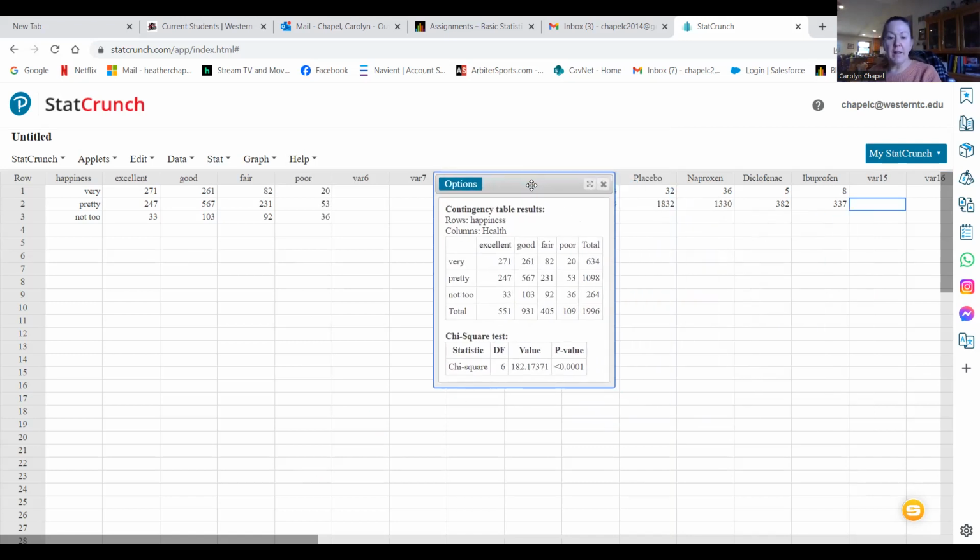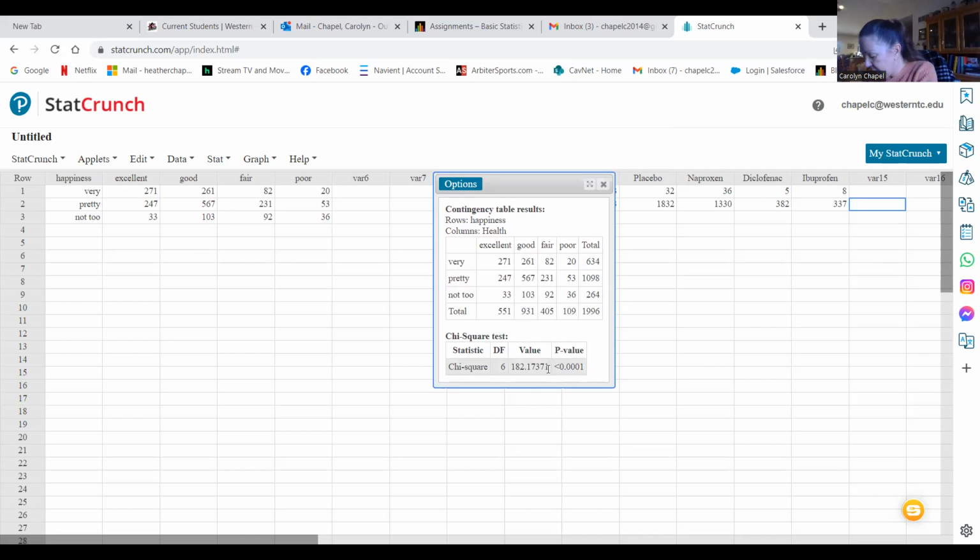I'm also going to, while I'm here, because I do need these totals to calculate those expected. And I wanted to show you how to calculate some expected. So 634, 1098, 264. We have a grand total of 1996, 551, 931, 109. Okay. Here down in the bottom piece, we do have our value.